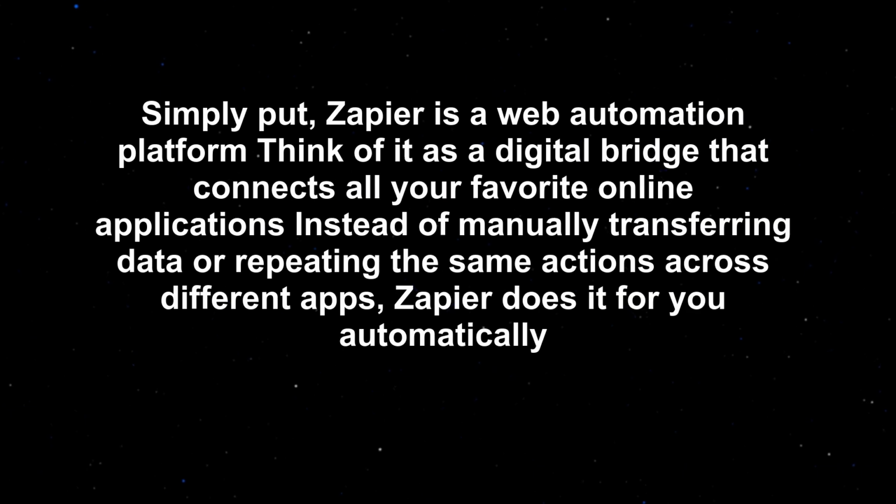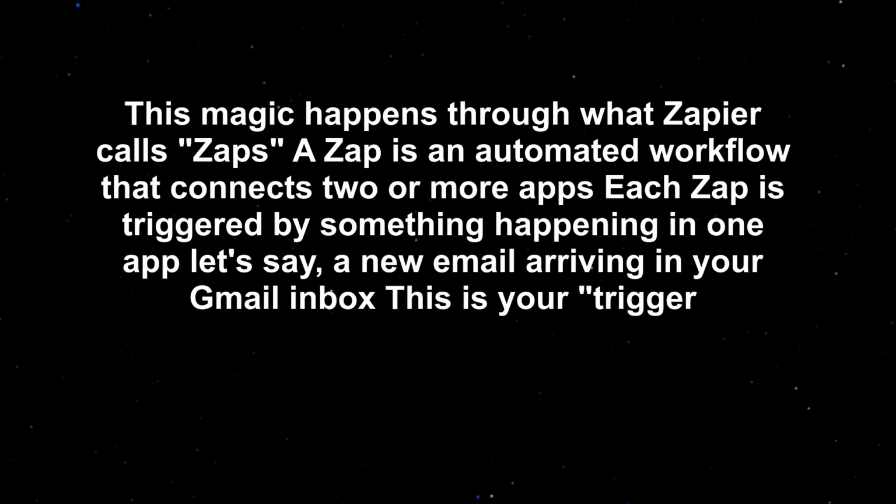Simply put, Zapier is a web automation platform. Think of it as a digital bridge that connects all your favorite online applications. Instead of manually transferring data or repeating the same actions across different apps, Zapier does it for you automatically. This magic happens through what Zapier calls Zaps.